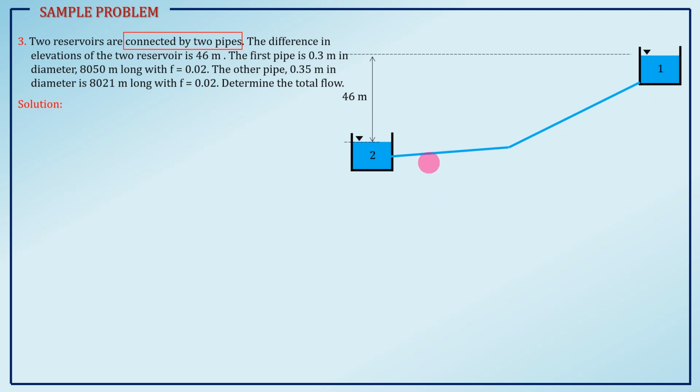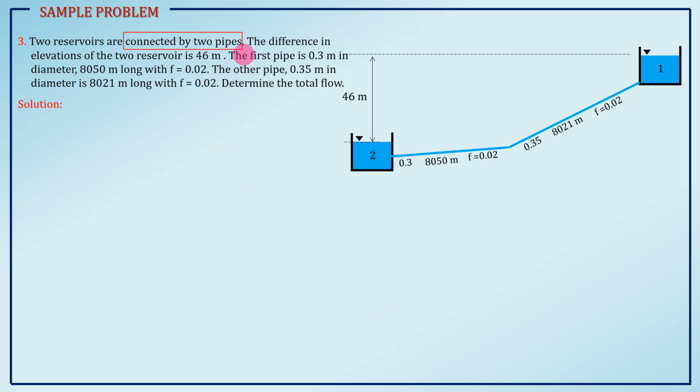The first pipe is 0.3 meters in diameter, 8,050 meters long, and has a friction factor of 0.02. Then the other pipe is 0.35 meter in diameter, 8,021 meters long, and the friction factor is 0.02. We are required to determine the total flow carried by the two pipes.